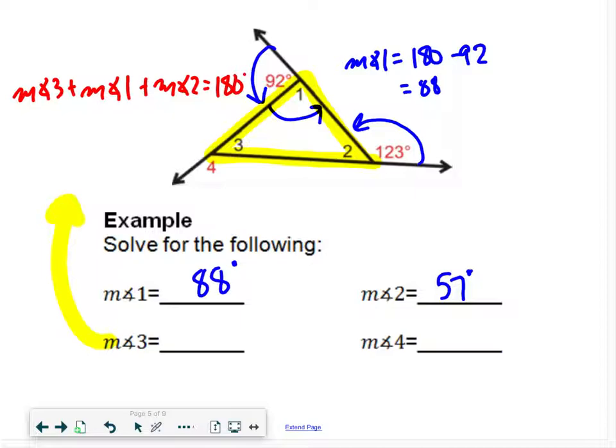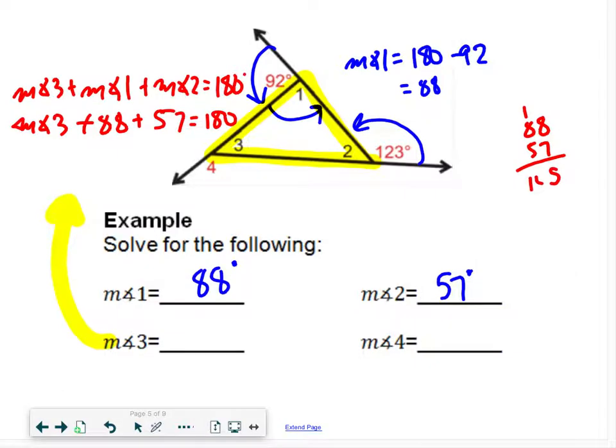So now, since I already know the first 2 results, well, put them in the right spots. So angle 1 is 88 plus 57 equals 180. Little side work here. 88 plus 57 is 15, carry the 1, gets me 145. So the measure of angle 3 plus 145 equals 180. Subtract 145 from both sides. The measure of angle 3 turns out to be 35 degrees.